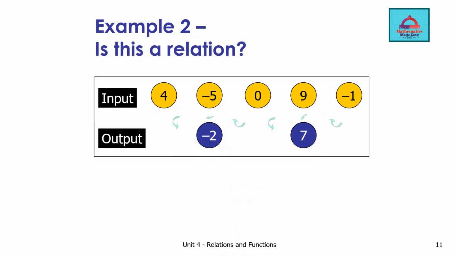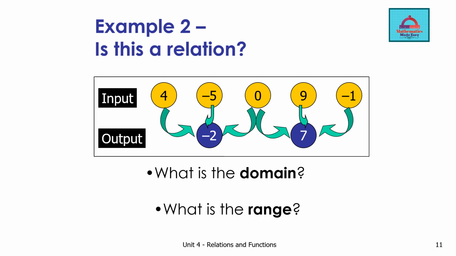Next example and the last question for today is on this question. Your input and output are given, so the domain and range are given, and is this a relation? That's what you need to check. So if you see, the domain is 4, -5, 0, 9 and -1, and the range is only two elements, -2, 7. Then what is the domain? Let's write. What is the range? Let's write. Because the domain and range are well defined, yes, this is a relation. That is true.